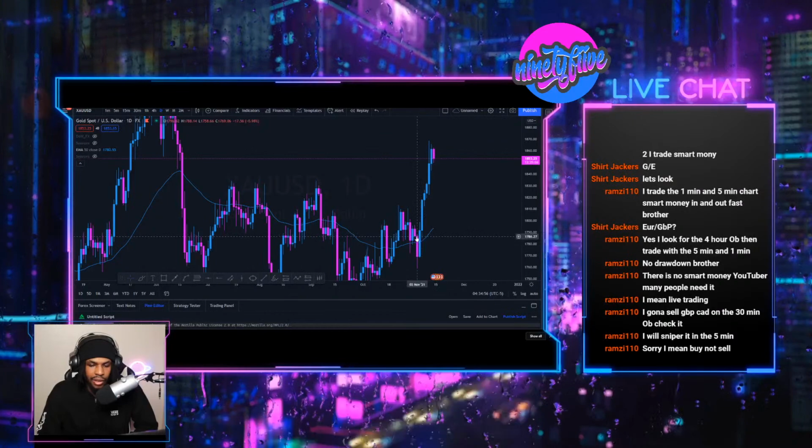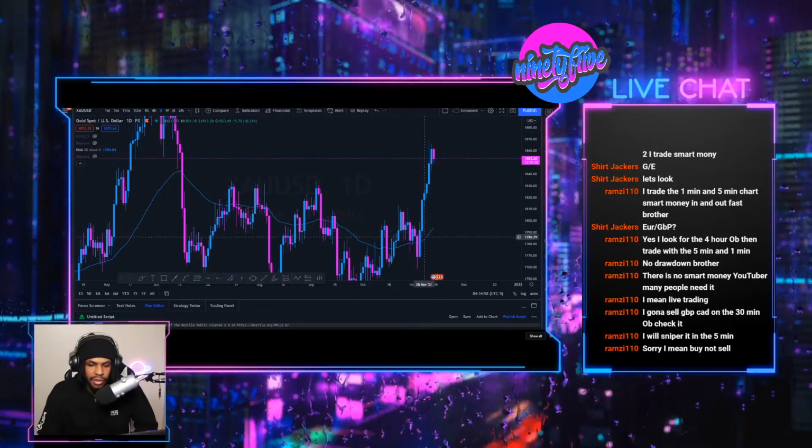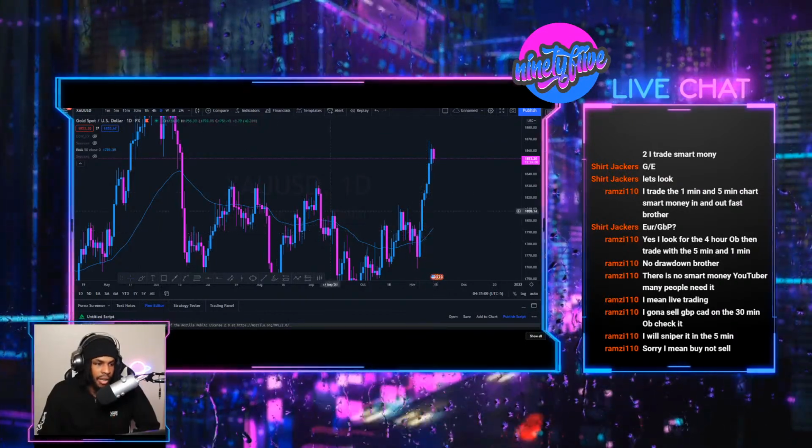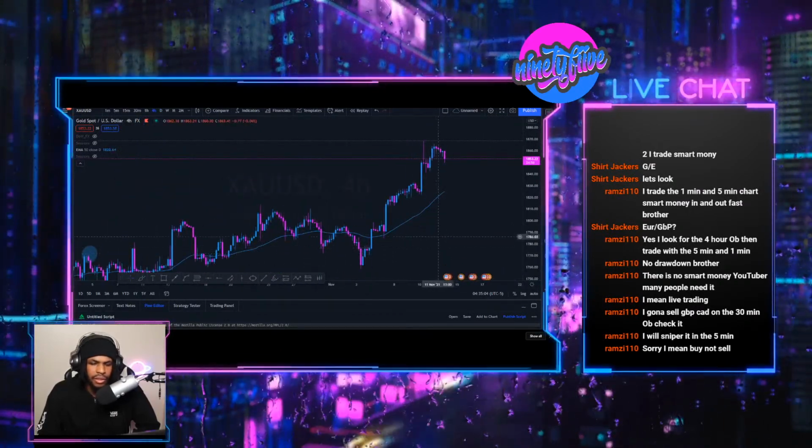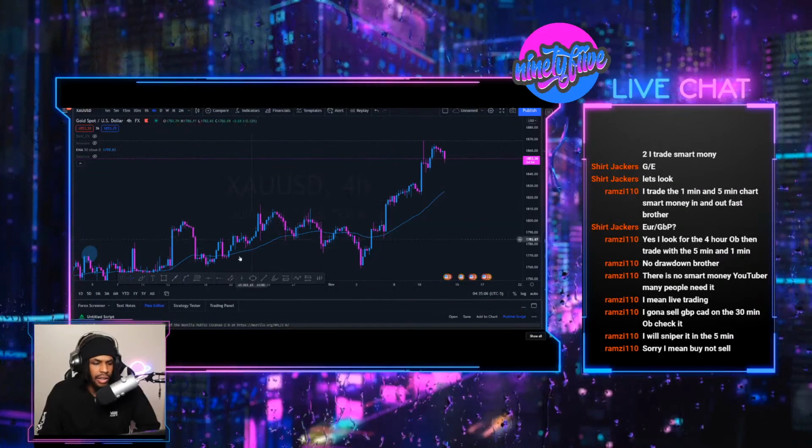I don't like the ones where the wick is already in it. To me, that's already been mitigated. So let me go to the 4 hour. Oh yeah, it's very clean on the 4 hour. That's a solid order block right here.